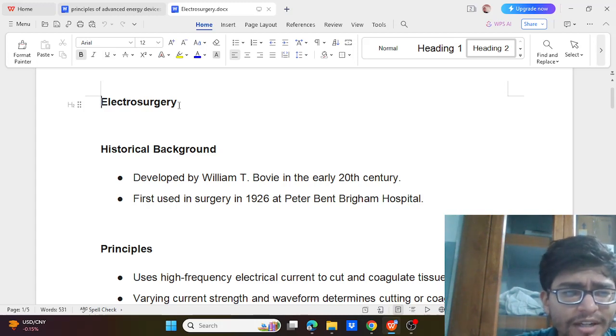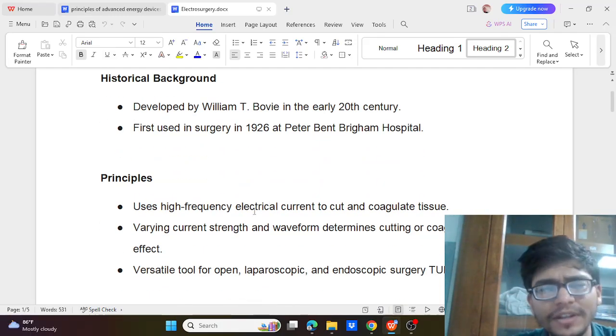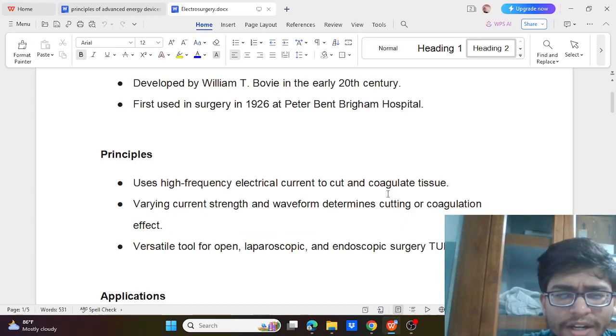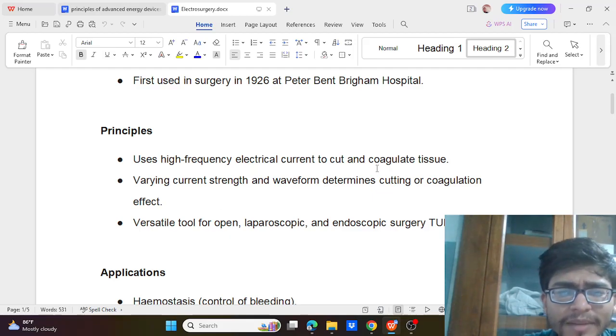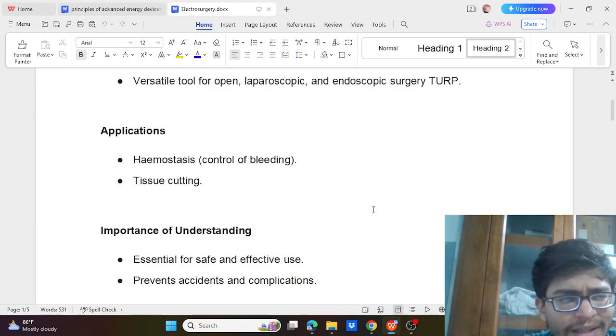So electrosurgery was started around 100 years ago, around 1926, when it was first used by Sir Cushing in a brain surgery. The principle is that we use high frequency electrical current to cut and coagulate tissue, and the different current and waveform determine the cutting and coagulation effect. It is used for all open, laparoscopic and endoscopic surgeries like TURP, etc. Application is hemostasis, control of bleeding through coagulation and cutting.